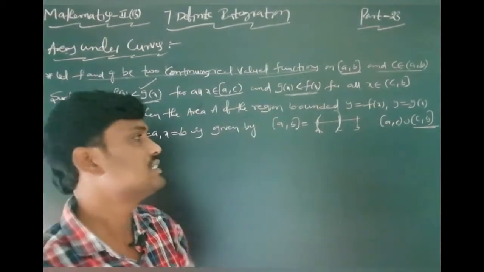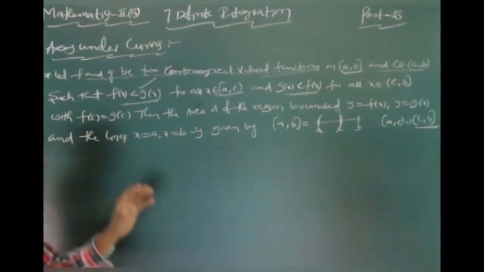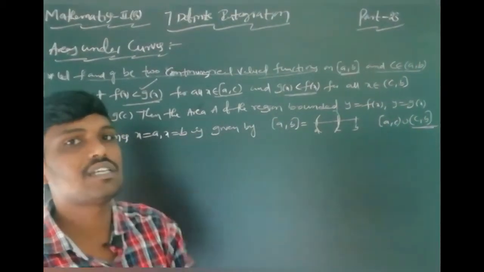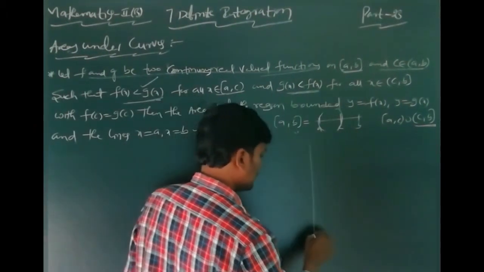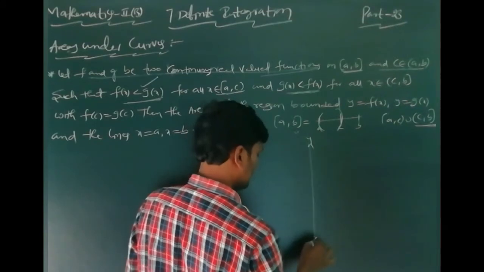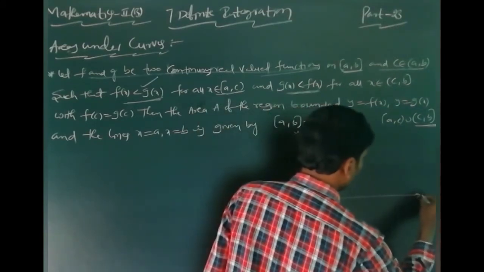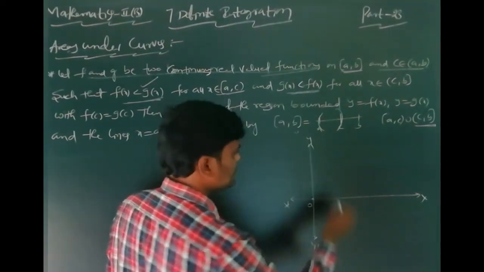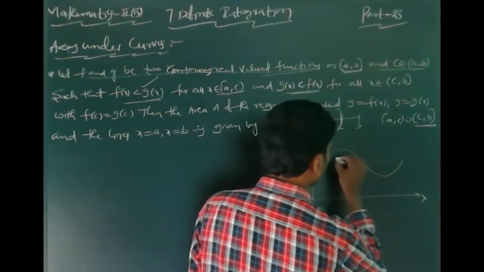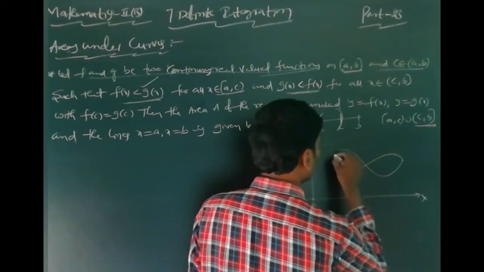y is equal to f of x and y is equal to g of x, and the lines x is equal to a and x is equal to b, is given by. We have to take a graph. This one is the y-axis, this one is the x-axis, this one is the origin, this is the first graph, this one is the second graph.